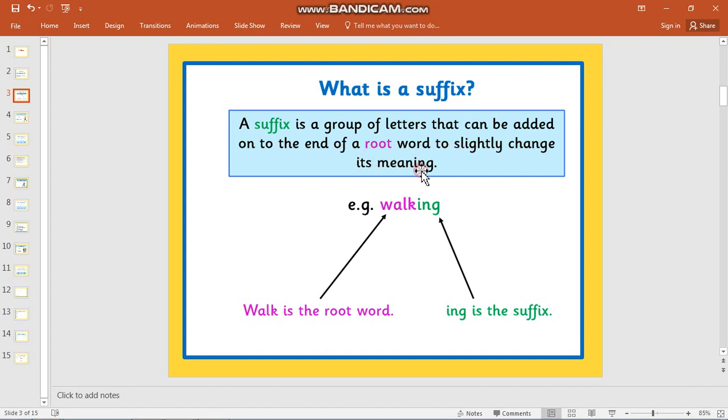In this example, the suffix is the letters which are in green. The root word is the letters which are in pink. So for example, walk would be the root word and the suffix is ing. The root word, when the suffix is added to the end, becomes walking. So walk becomes walking.